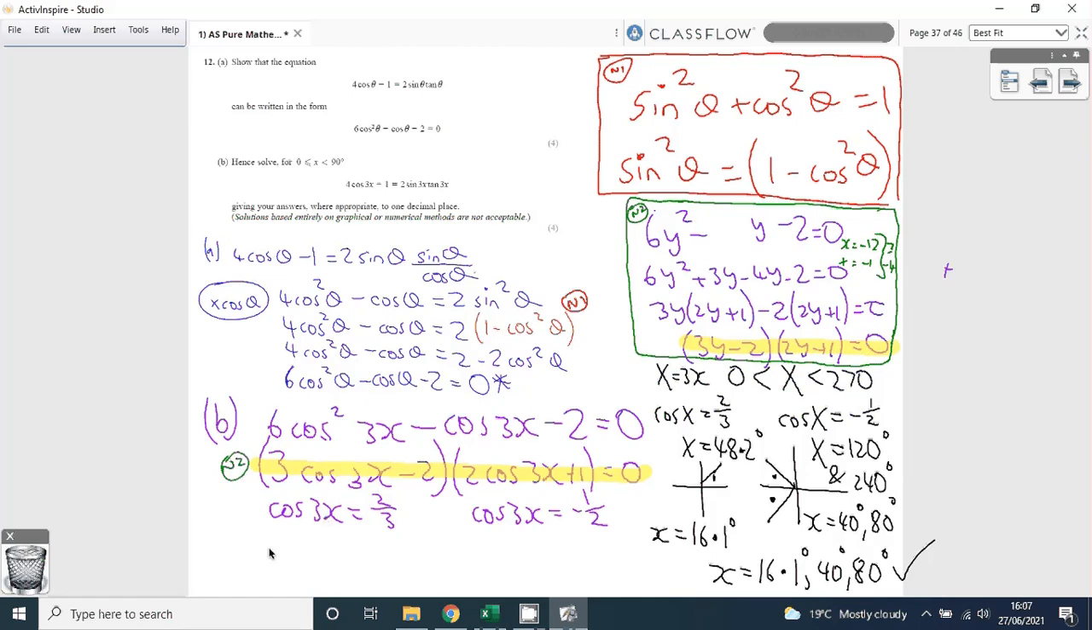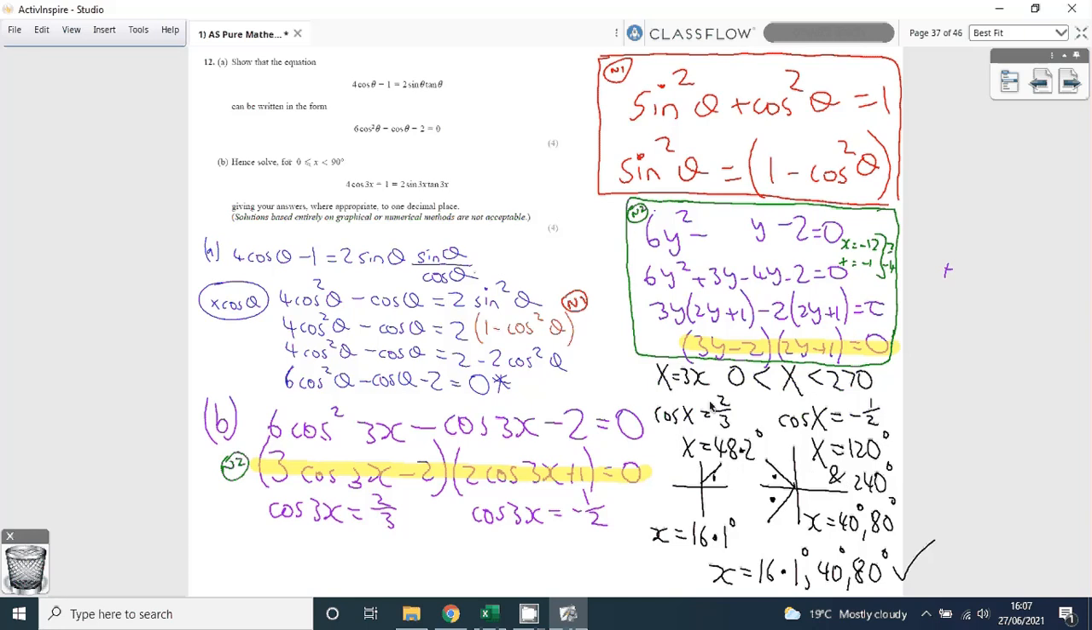So I'm solving cos capital X equals 2/3 from my calculator. That gives me the one solution of 48.1 within 0 and 270. Now with cos x being minus 1/2, so cos is negative, I'm picking up these two solutions here, which are the 120 and 240 solutions. So those are my capital X solutions.